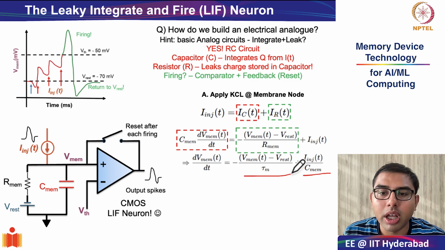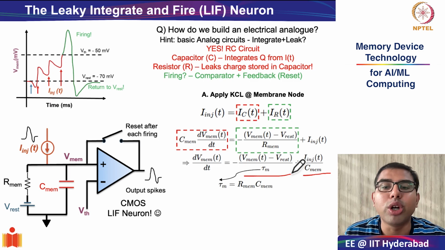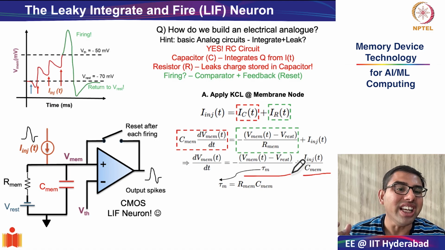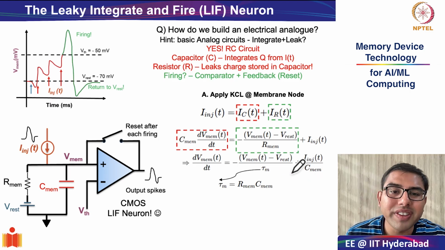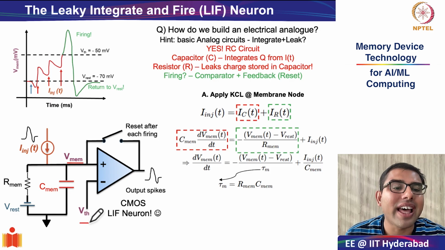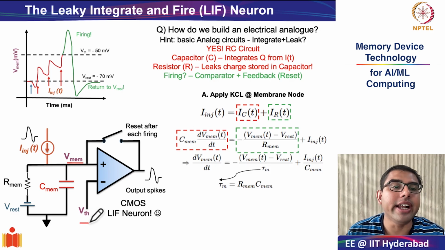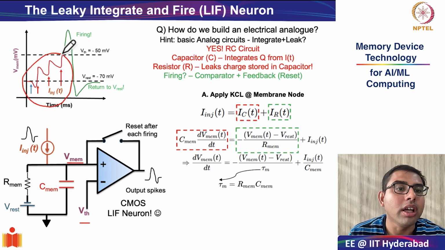Here, the very important parameter is the membrane time constant, which is R_mem times C_mem, that is tau, and this governs how quickly charging and discharging, or integration and leakage, can happen in this LIF neuron. All of this is for the condition where the membrane potential is less than the threshold voltage, because that is the leaky integration phase, which is indicated in this graph by these red lines.